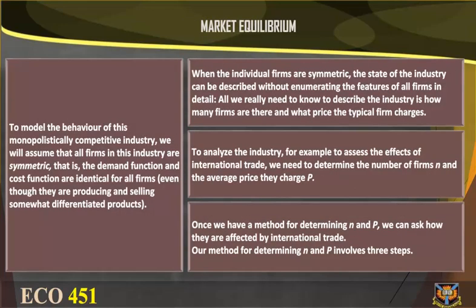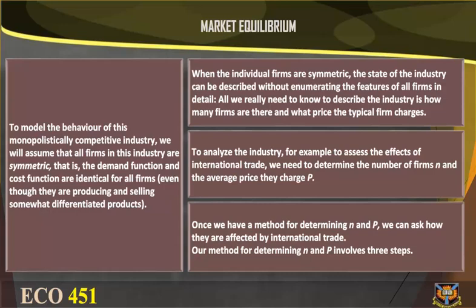Market equilibrium. To model the behavior of this monopolistically competitive industry, we will assume that all firms in this industry are symmetric, that is, the demand function and cost function are identical for all firms, even though they are producing and selling somewhat differentiated products. When the individual firms are symmetric, the state of the industry can be described without enumerating the features of all firms in detail. All we really need to know to describe the industry is how many firms there are and what price the typical firm charges.